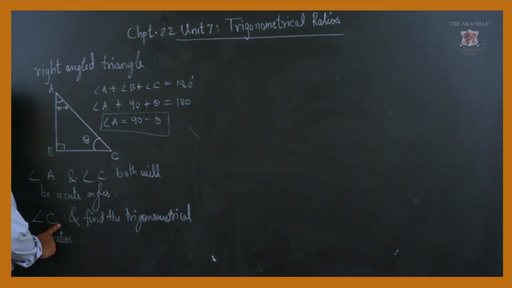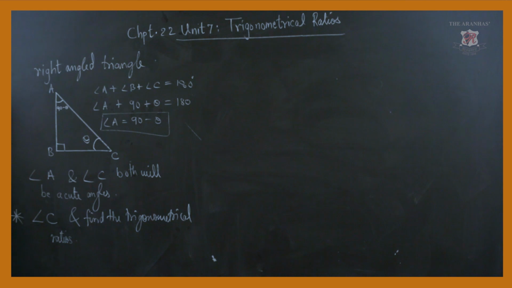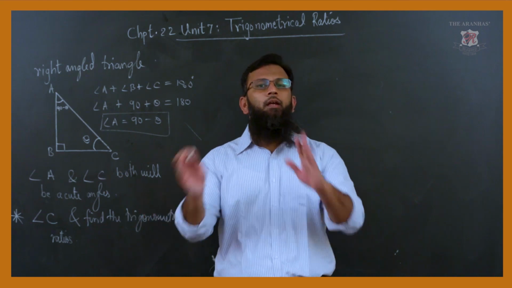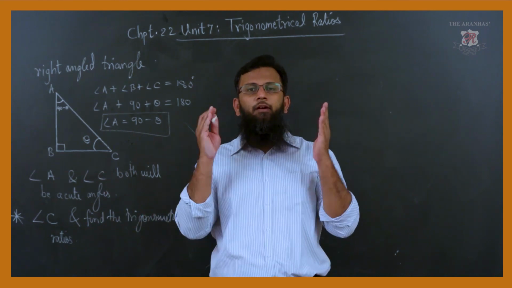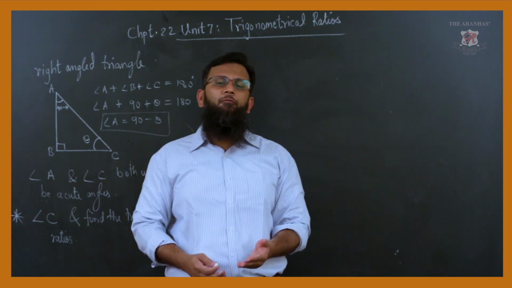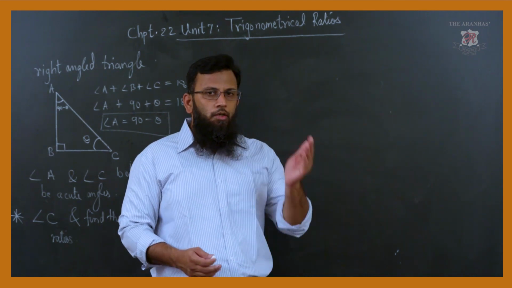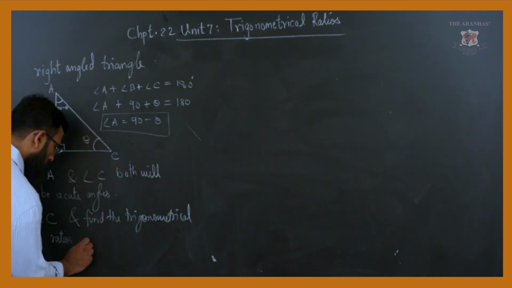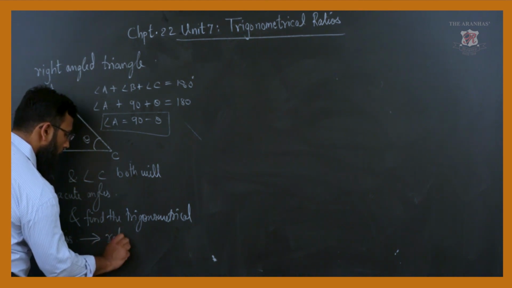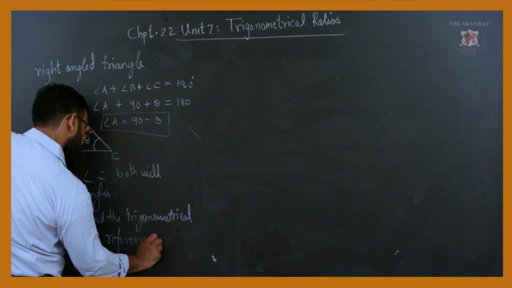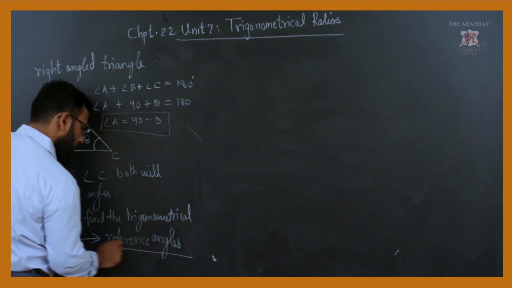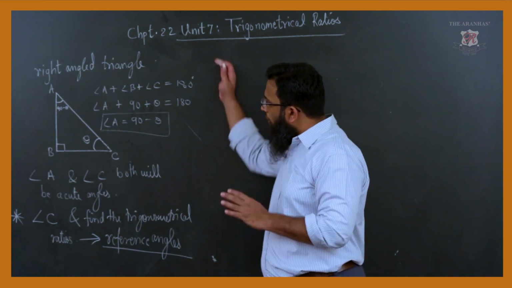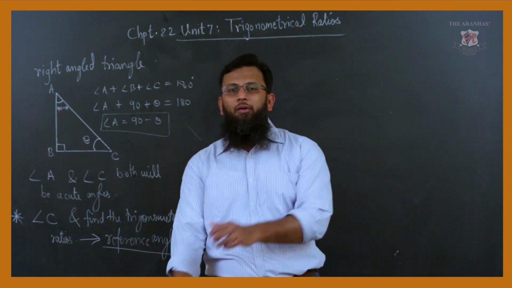Angle C we are considering and finding the trigonometrical ratios. So, whichever angle besides 90 degrees here, whichever acute angle is considered for finding trigonometric ratios, these angles are called reference angles. Now, I hope that this much basic part is clear about the right angle.